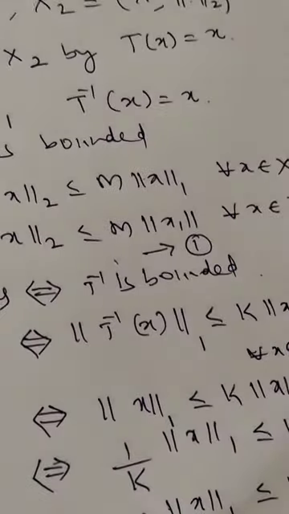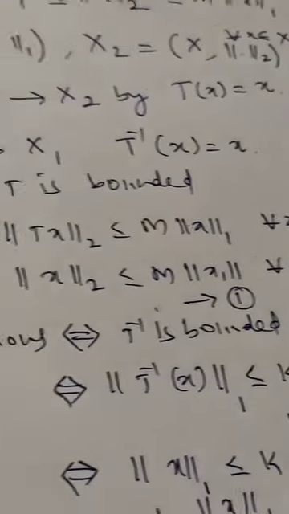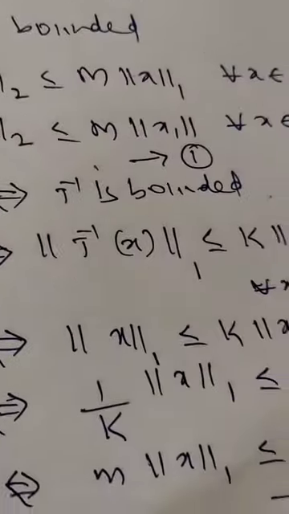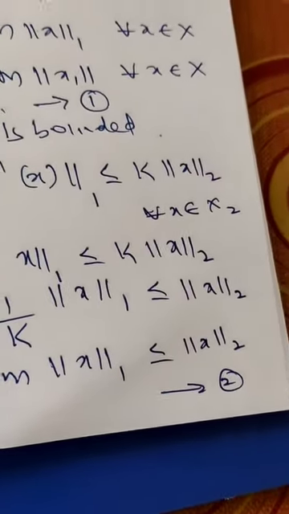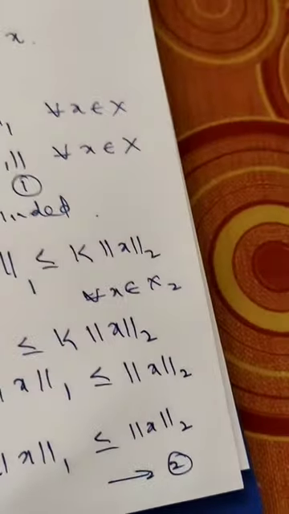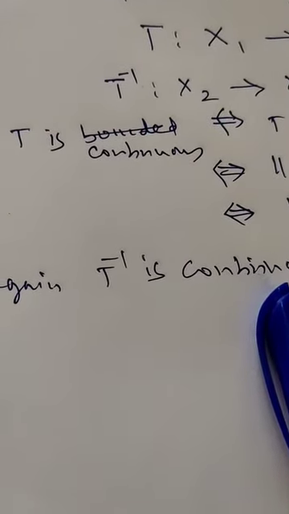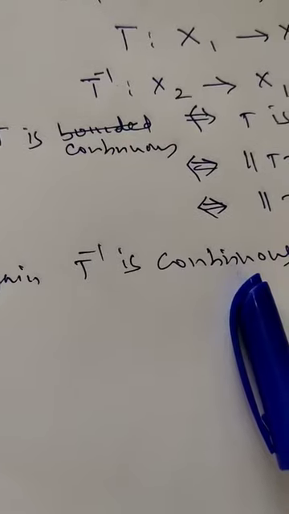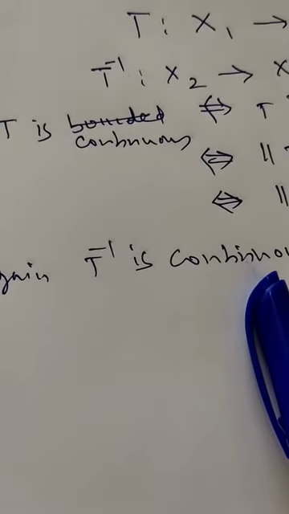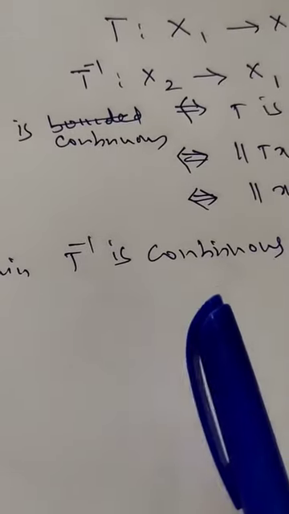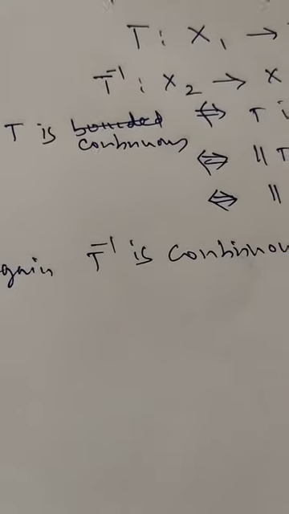So you see, 1 says norm 2 of x is less than or equal to M times norm 1 of x, and 2 says m times norm 1 of x is less than or equal to norm 2 of x. Therefore T and T inverse are continuous. T being continuous means the inverse image of an open set in X2 is open in X1, and T inverse being continuous means the inverse image of an open set in X1 is open in X2, by the definition of continuity in topology.